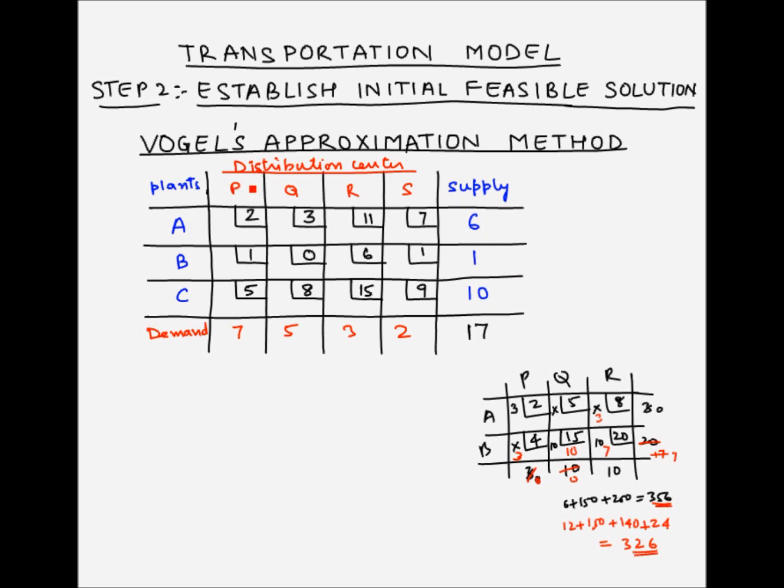On the top, P, Q, R, S are the distribution centers, and they have demand of 7, 5, 3 and 2 respectively. Now in these cells we have the unit cost of transporting from one plant to the distribution center. So now let's see step by step how we can use Vogel's approximation method to arrive at a solution for this transportation table.